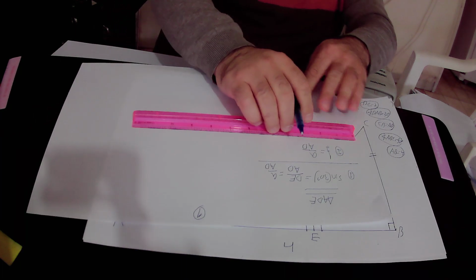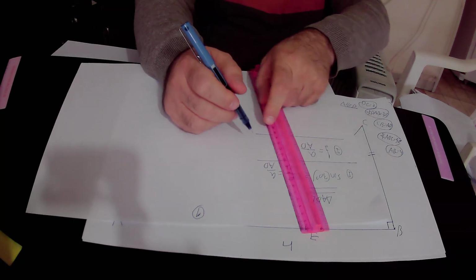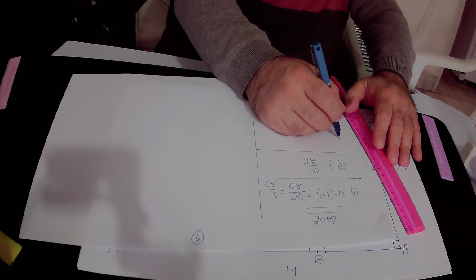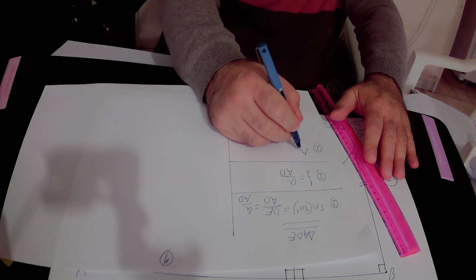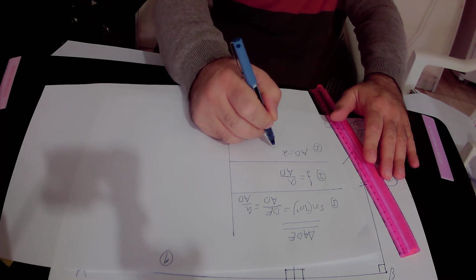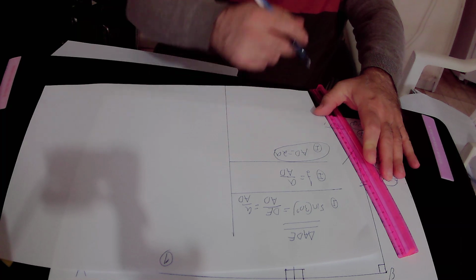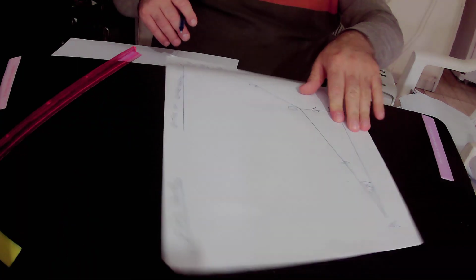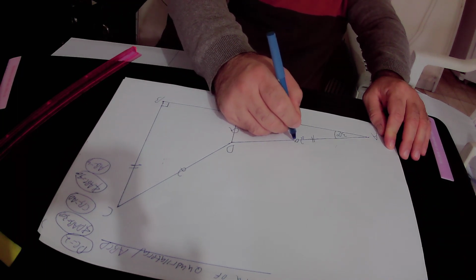So here we will cross multiply equation number 1 and we will get that AD equals 2 times A. AD equals 2A. So I can write here that AD equals 2A.